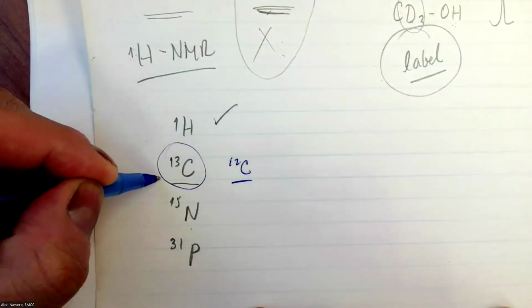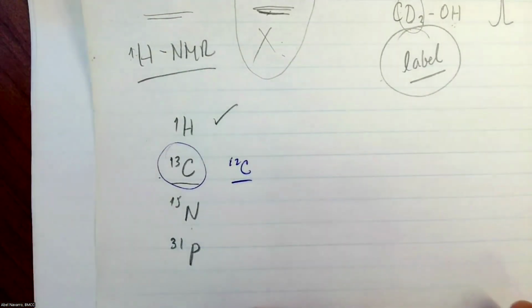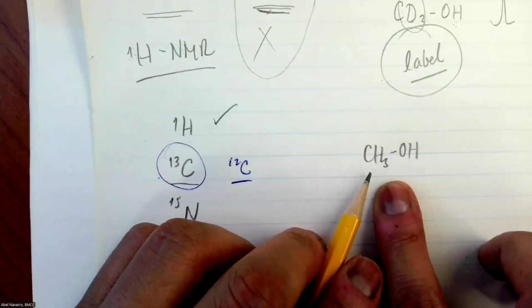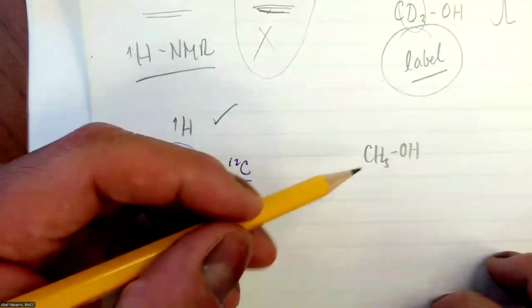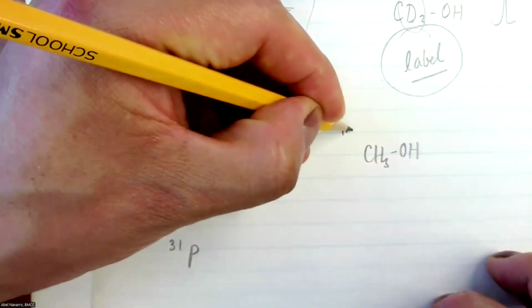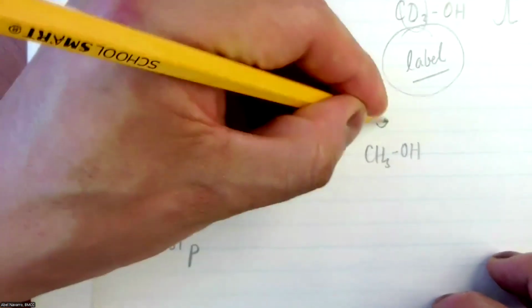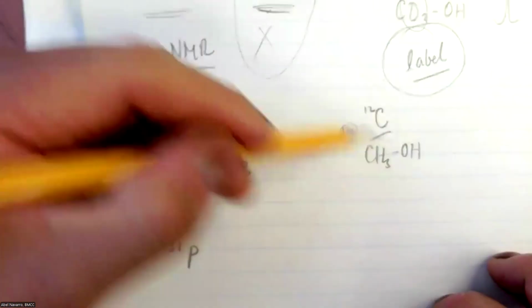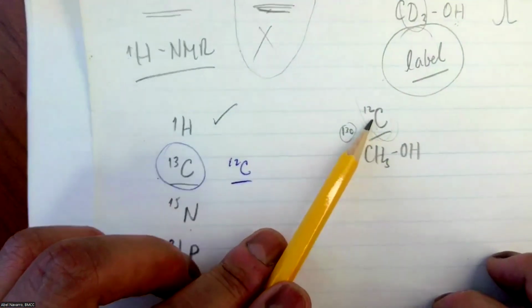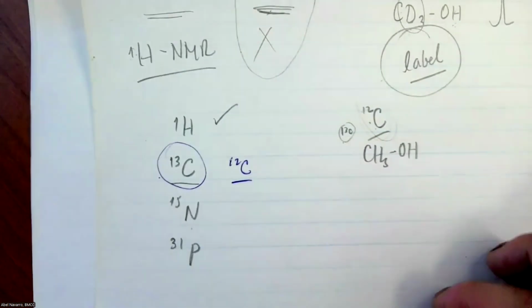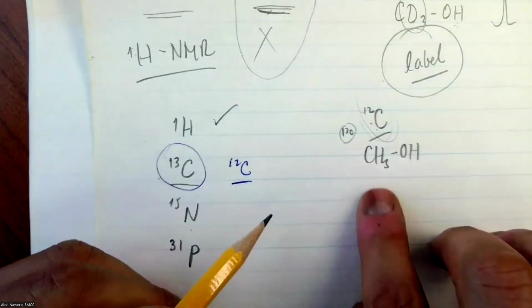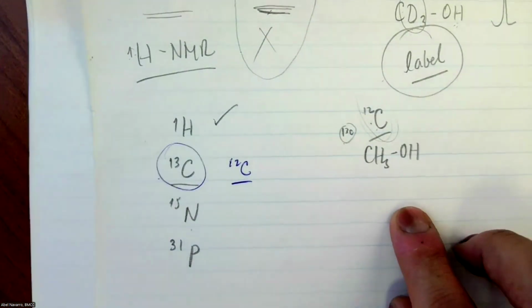Carbon 13 is very small in percent. So if you want to study this molecule by carbon NMR, the signal may be too weak. Why? Because carbon 13 is very small compared to the amount of carbon 12. You have mostly carbon 12, but carbon 12 is not NMR active. You need carbon 13. So what you normally do is you enrich your methanol or your molecule with carbon 13.